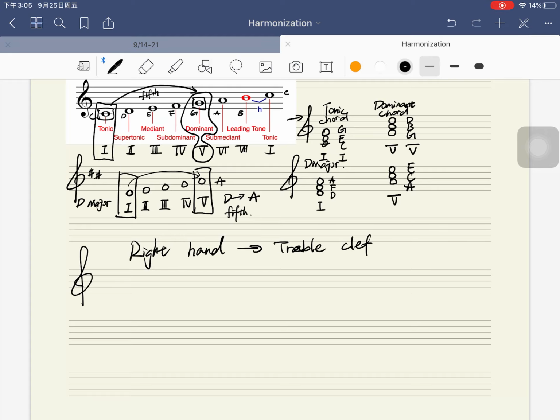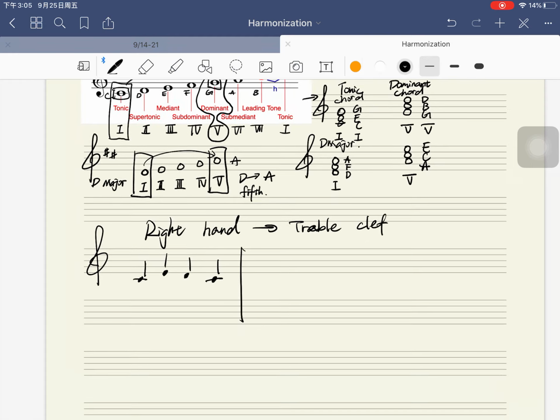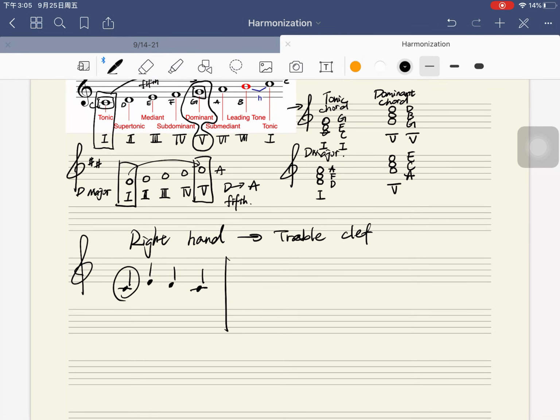If the right hand wrote this melody, I'll just give an example here. And you can say E, C. Three of them belong to the tonic chord. In the C major tonic chord, they are C, E, G. Okay, we got C, we got E here.